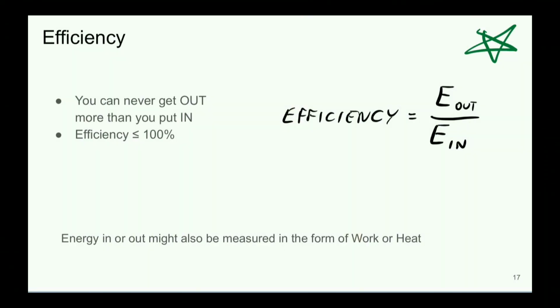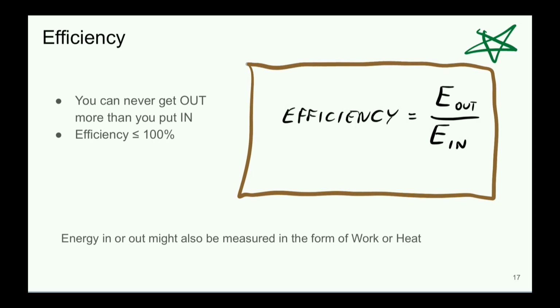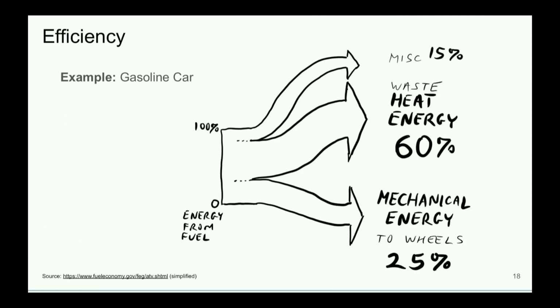The equation's pretty simple. Efficiency is just how much energy you get out over how much you put in. So you can never get out more than you put in, and therefore efficiency is always less than 100%. Think about that. It makes sense. So that's how things work, right?